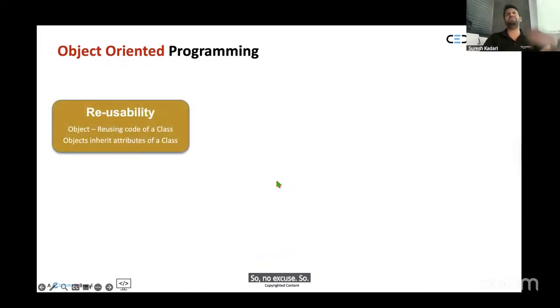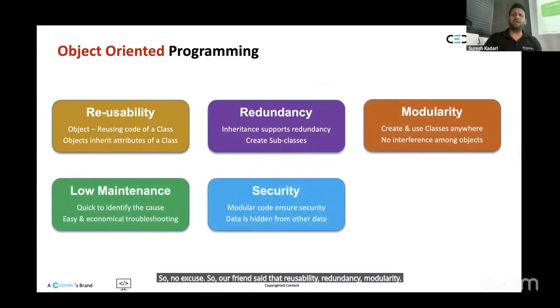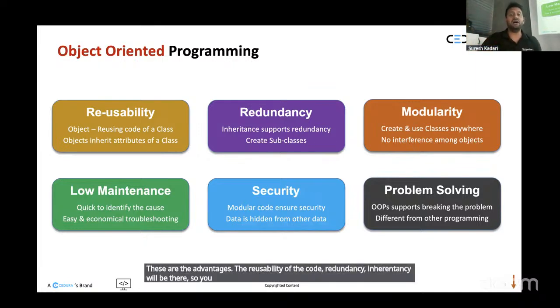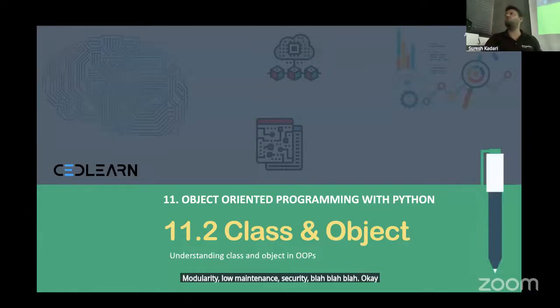So our friend said that reusability, redundancy, modularity, low maintenance, security, problem solving, all those things. Those are all for the theory exam. Okay, you all passed your graduation, so I'm not going to teach theory and all. In that, as we talked about function, these are the advantages. Reusability of the code, inheritance will be there, so you can create subclasses. Modularity, low maintenance, security, and so on. We'll go and understand one by one.